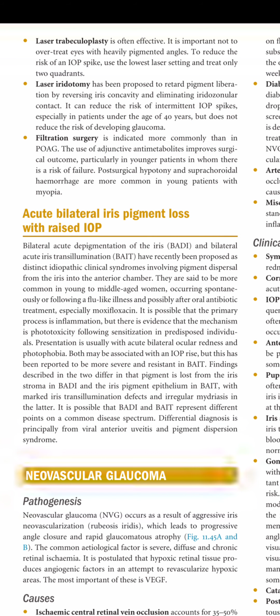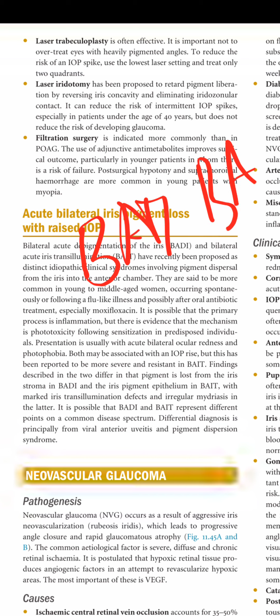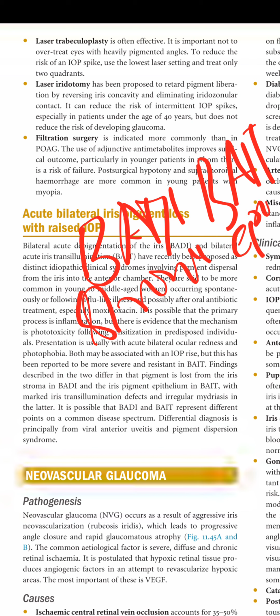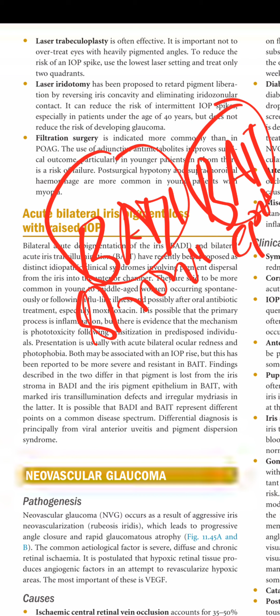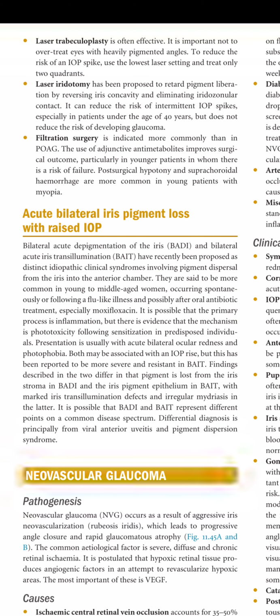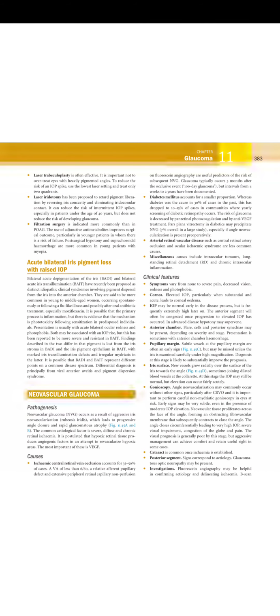So basically the difference between the two is that in PDS there is pigment liberation from the iris stroma, whereas in BADI it is from the iris pigment epithelium, and there is a marked transillumination defect and irregular mydriasis in BADI. It is possible that PDS and BADI represent different points on a common disease spectrum. Differential diagnosis is principally from viral anterior uveitis and pigment dispersion syndrome. So that's it for glaucoma part 8. See you in the next lecture series.